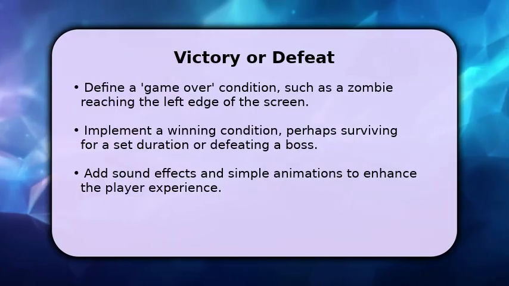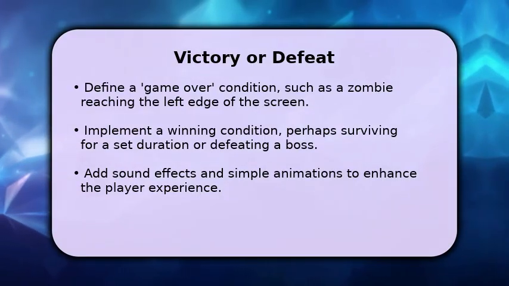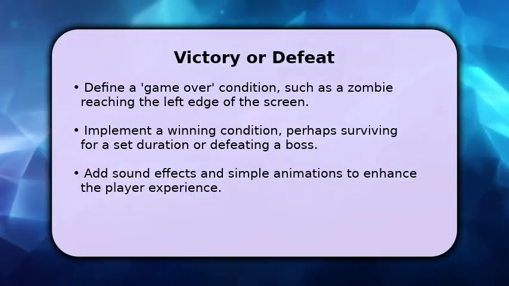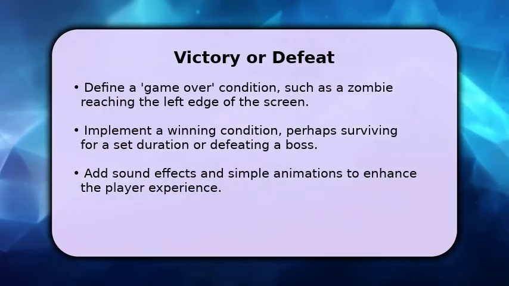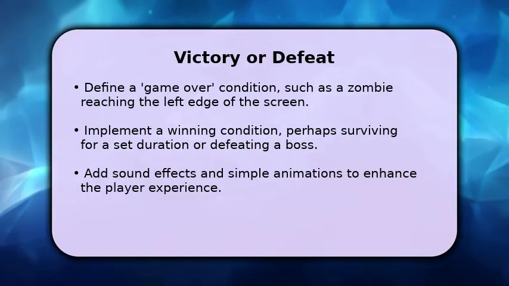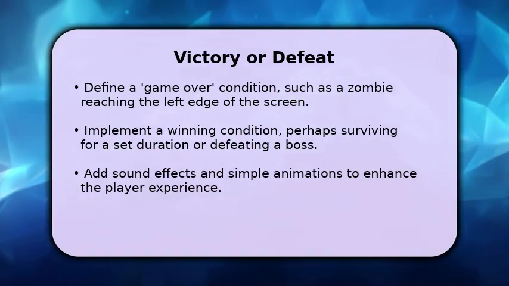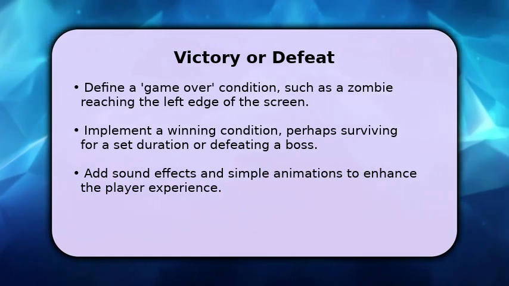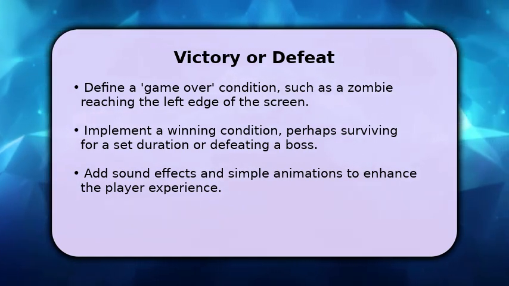Finally, let's talk about winning and losing, and how to polish our game. A clear game over state is crucial, typically when a zombie reaches the far left of the screen. You might also include a winning condition, like surviving for 3 minutes or defeating a special boss zombie. Don't forget to add fun sound effects and simple animations to make your game feel more alive. For extra challenge, consider introducing new plant types and unique zombie abilities.